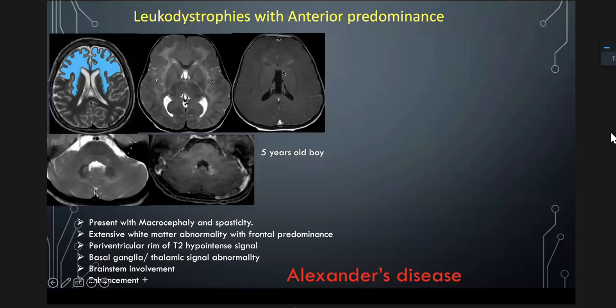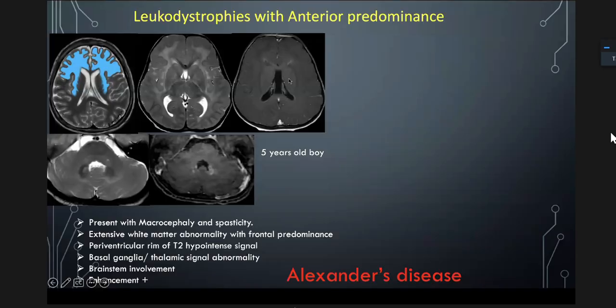Then this is the post contrast scan. On this T2 weighted image, we see these dark T2 hypointense caps. These are called garlands. This is a classic sign seen in Alexander's disease. Basically, there's deposition of Rosenthal fibers along these ventricular caps, and because of that, they appear T2 hypointense, and these will show enhancement on post contrast.